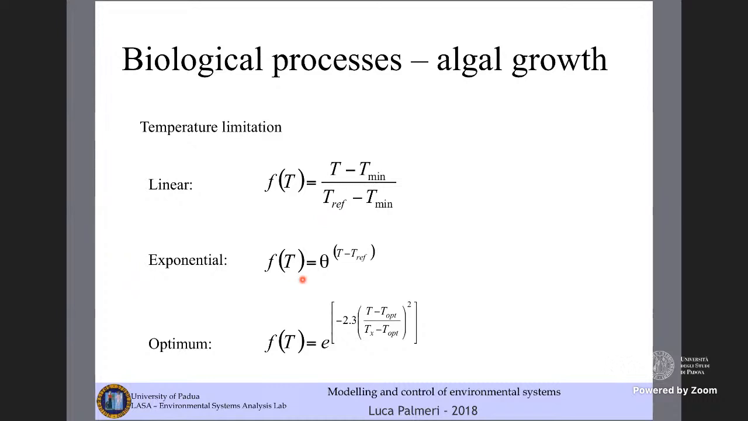The exponential formulation is an Arrhenius-like, if you want, which writes that the limiting function due to temperature is equal to theta elevated to the difference between the actual temperature and the reference temperature. The last one is an optimum description, a little bit more complicated, but it takes into account an optimum effect.